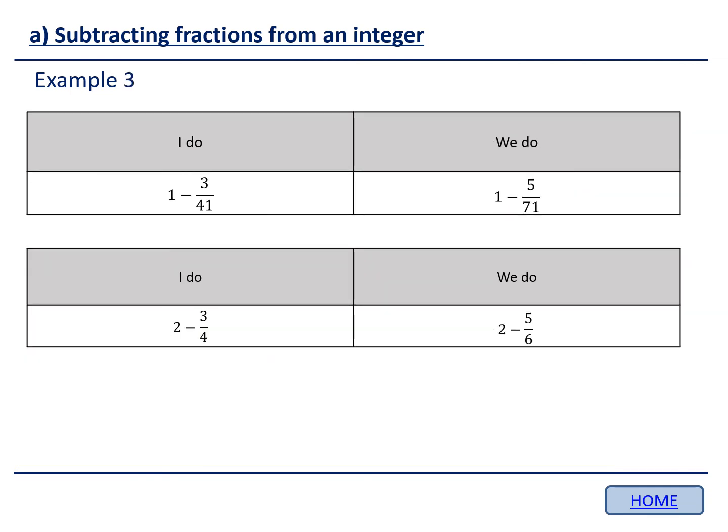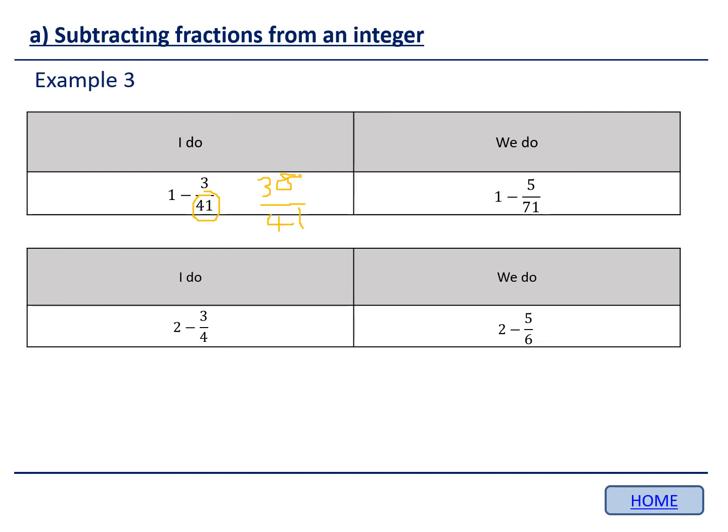Okay, a fresh set. One takeaway 3 41s. So the whole again will be 41 41s. Take 3 of them away, and that's going to leave us with 38 over 41. Okay, pause the video and I want you to have a go at the next 3 yourself, including the I do.